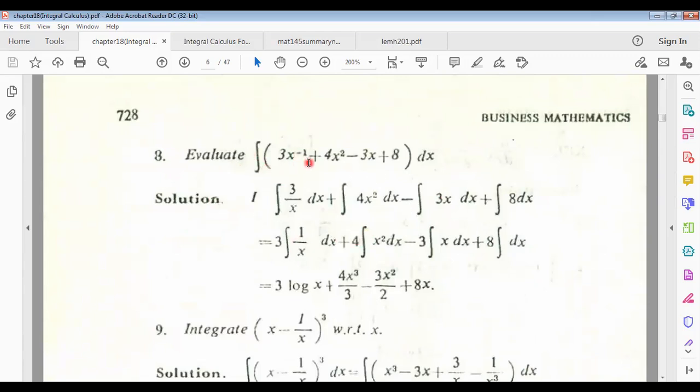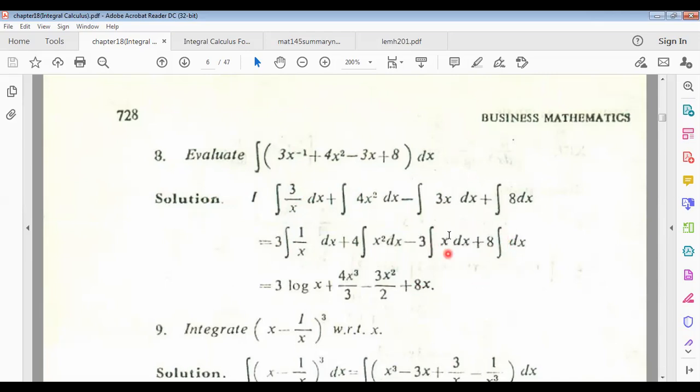Integration of 3 into x to the power minus 1 plus 4x square minus thrice x plus 8. Using the sum rule, integration of 3 divided by x. X to the power minus 1 can be written as 1 by x. Integration of 4x square, integration of minus thrice x, integration of only 8. Using constant multiple of function, the constant will be separated. 4 separated, 3 separated, 8 separated. Here there is nothing to integrate, but only 1.